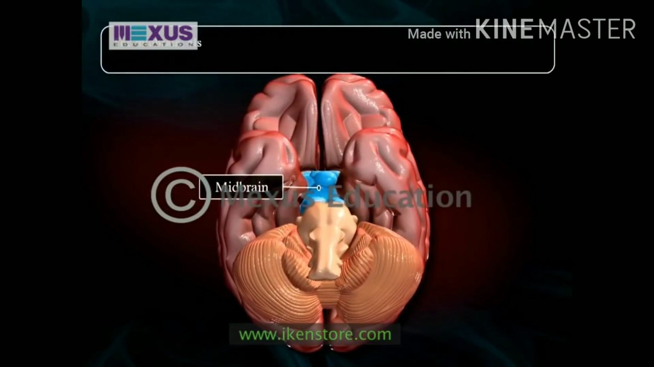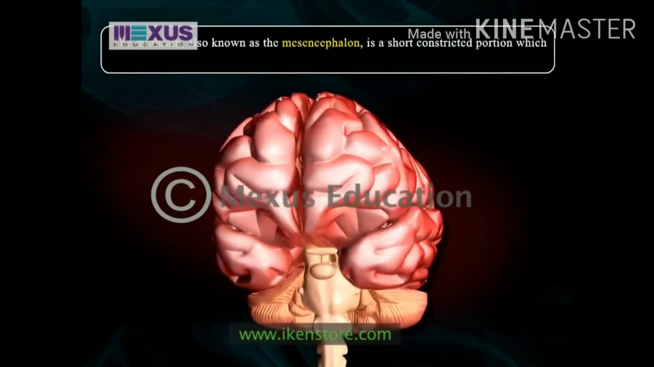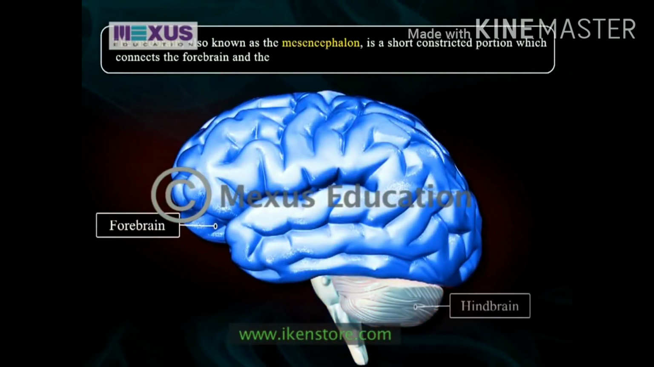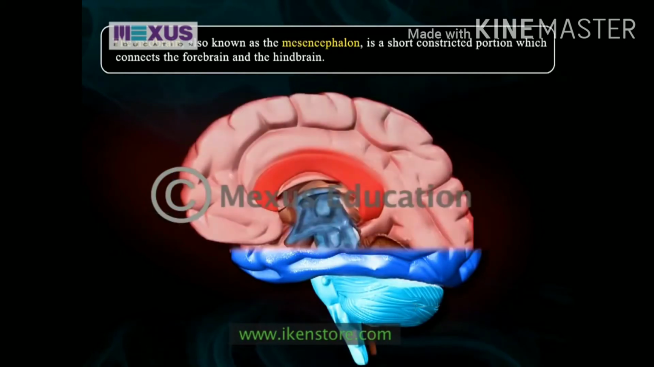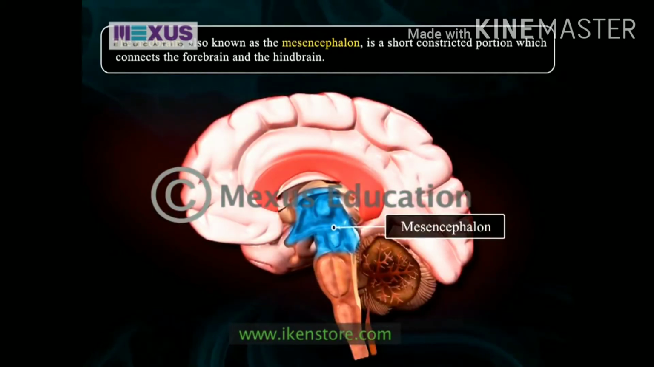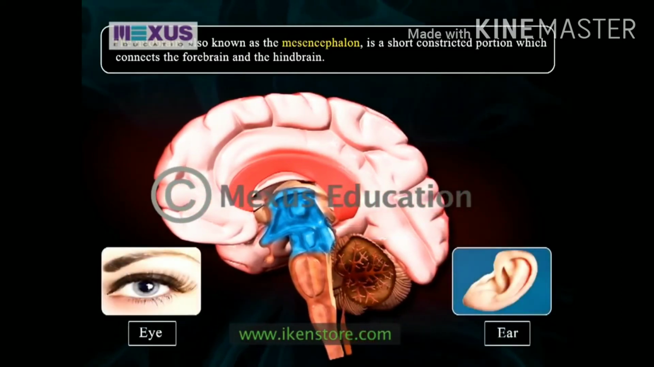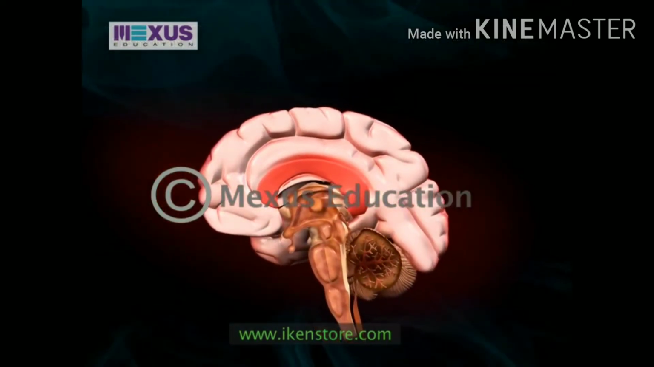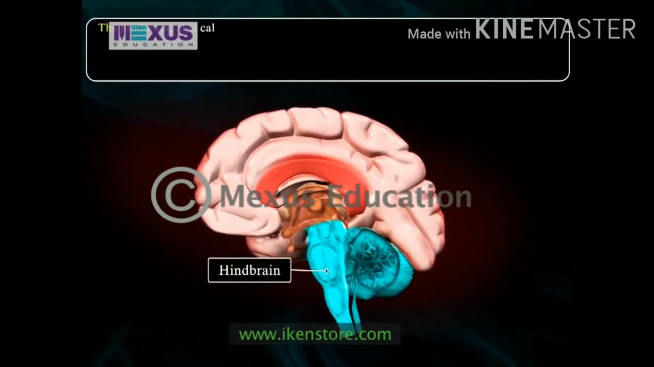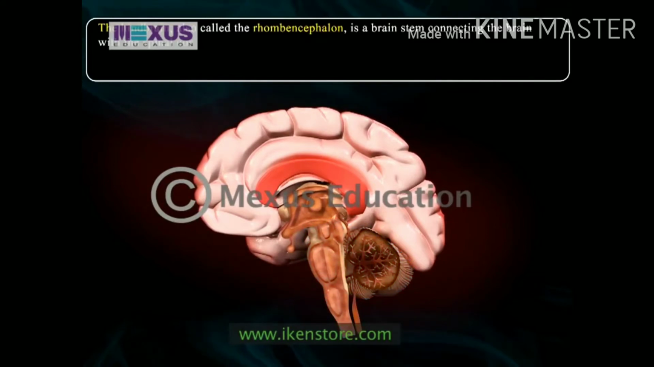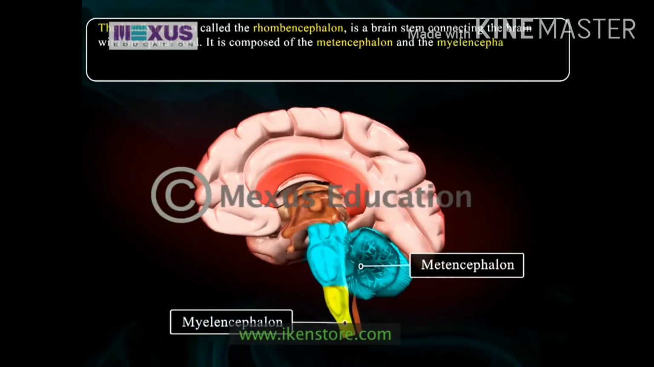The midbrain, also known as the mesencephalon, is a short, constricted portion which connects the forebrain and the hindbrain. Mesencephalon consists of cranial nerves which control the reflexes involving eyes and ears. The hindbrain, also called the rhombencephalon, is a brainstem connecting the brain with the spinal cord. It is composed of the metencephalon and the myelencephalon.